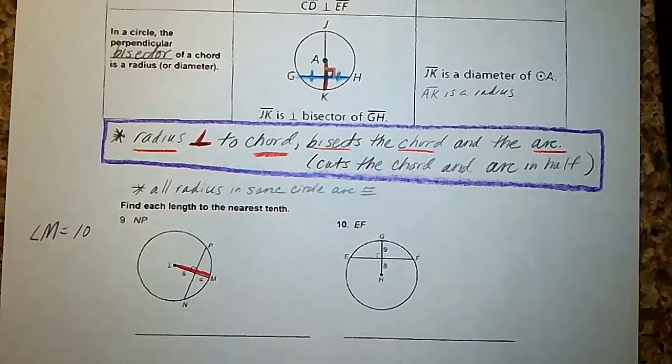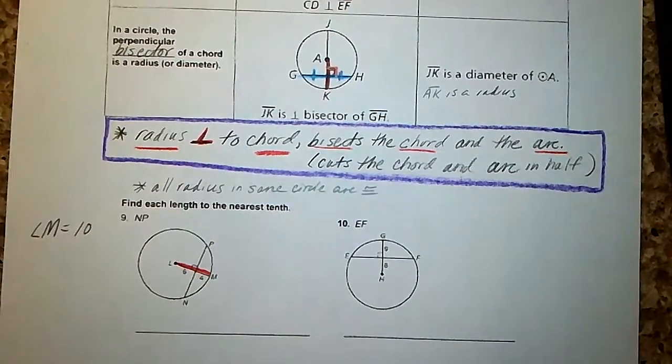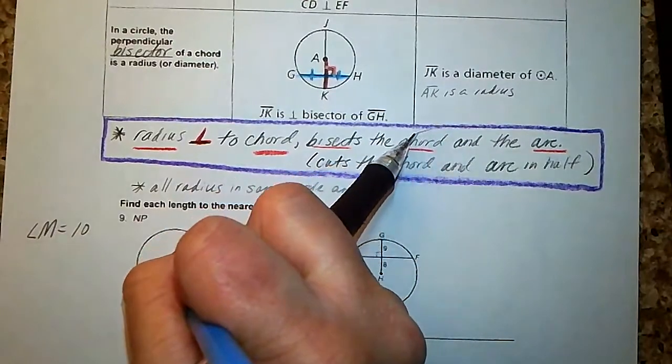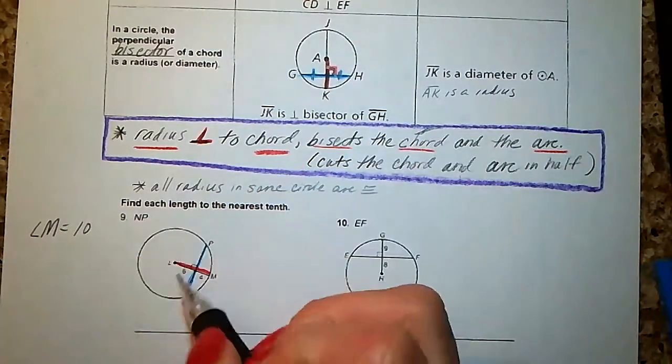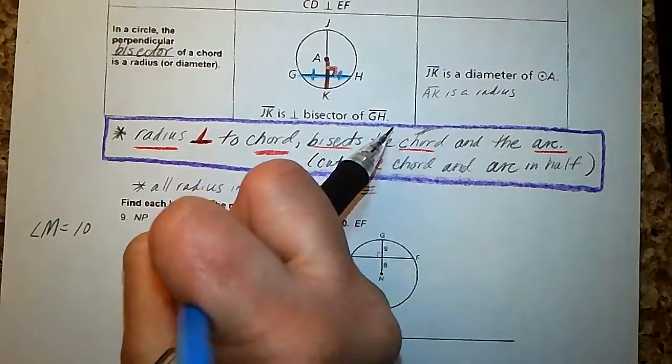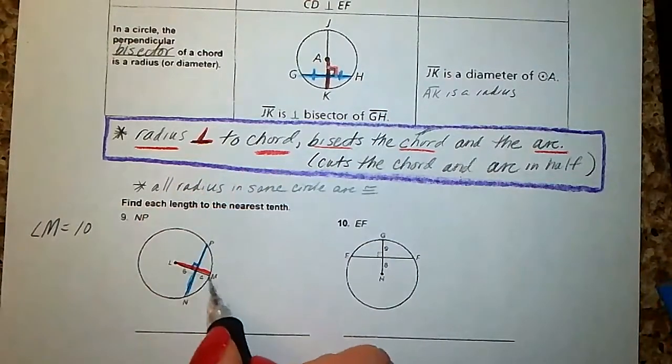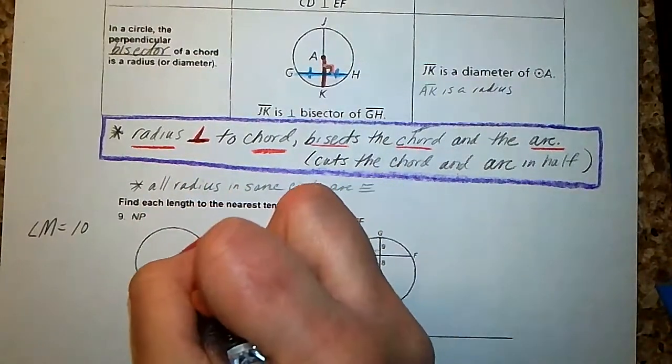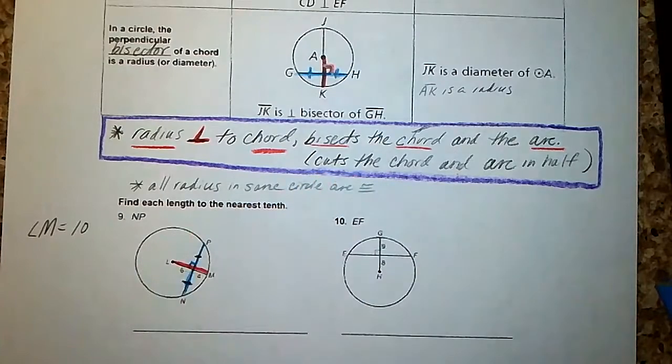I don't have another radius right now, but what they're asking me to find is the length of this entire line NP. Well, here's what you know. You have a radius crossing a chord at a 90-degree angle. Radius crosses chord at 90. When that happens, these two pieces are equal to each other. Again, that's still not going to give us a whole lot.